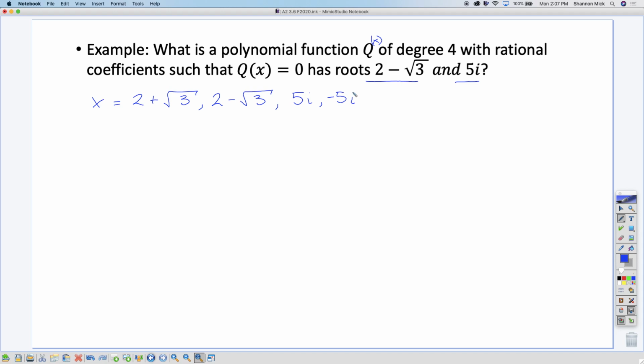So, do I have 4 zeros now? Yes. Do I have 4 real zeros? No. How many real zeros do I have? Two. And I have 2 complex.